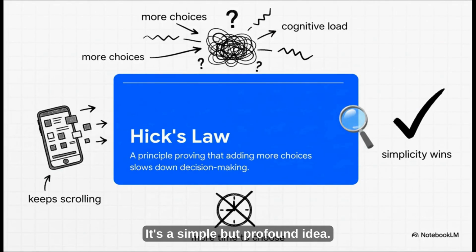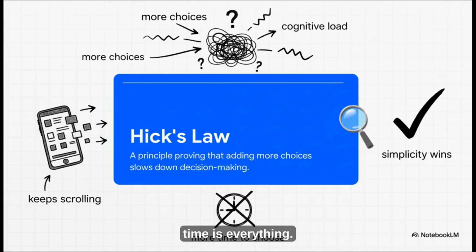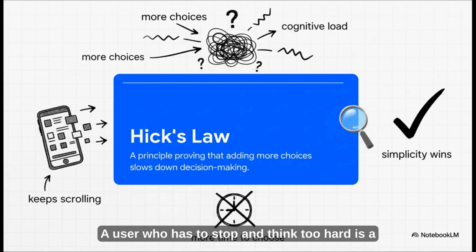It's a simple but profound idea. The more choices you give someone, the longer it takes them to make a decision. And in the fast-paced world of advertising, time is everything. A user who has to stop and think too hard is a user who is just going to keep on scrolling. Hick's law is why simplicity isn't just a nice design choice, it is a winning business strategy.